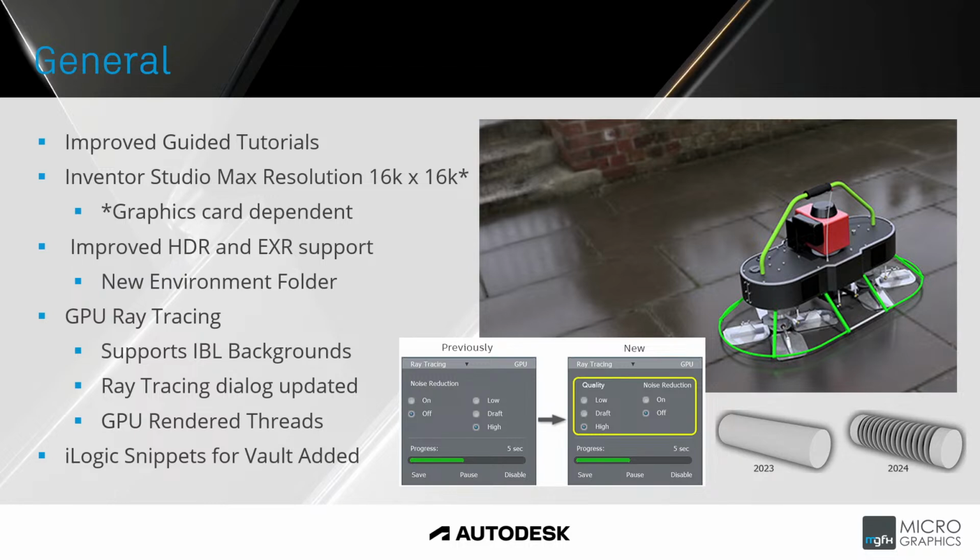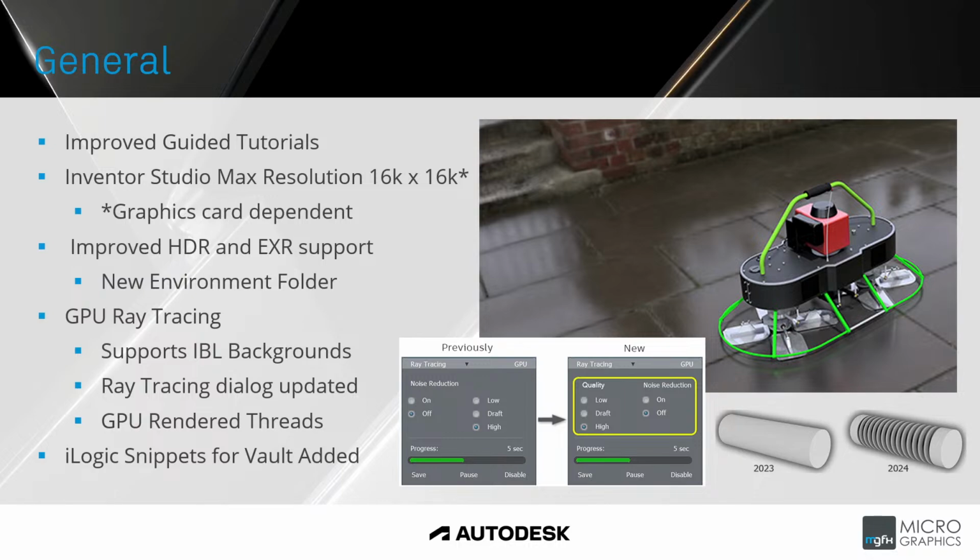Inventor Studio, the maximum resolution that you can output when rendering from Studio has been upped. You can now export or render out to a maximum of 16,000 by 16,000 pixels, but that is going to be graphics card dependent. So the more capable your graphics card, the higher the resolution you'll be able to output.